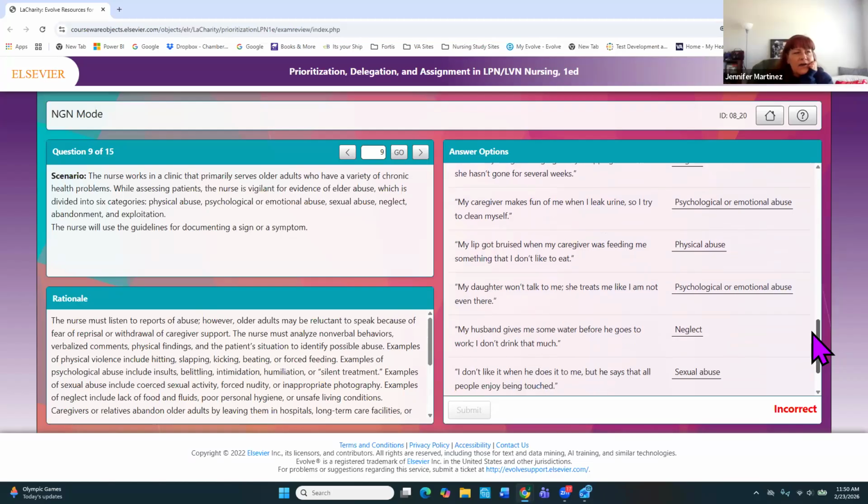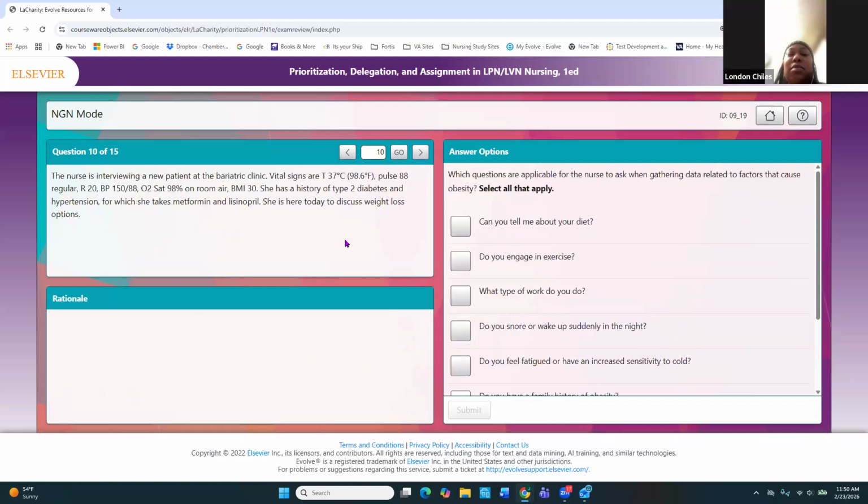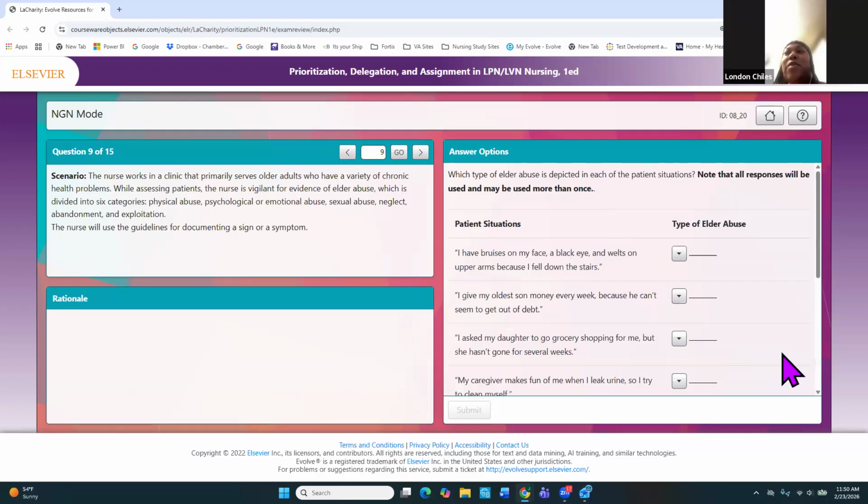Okay. My husband gives me some water before he goes to work. I don't drink that much, would be neglect. I don't like it when he does it to me, but he says that all people enjoy being touched is sexual abuse. And then she left me at the bus station and gave me some money for a ticket, abandonment. All right. On my husband one, how is that neglect though? Because he left her with water.